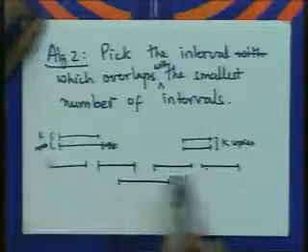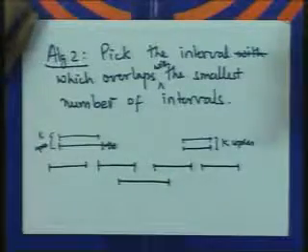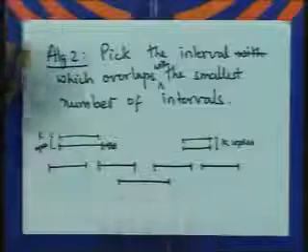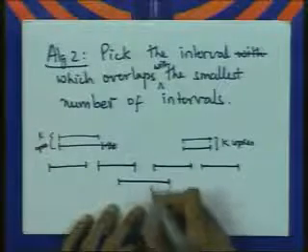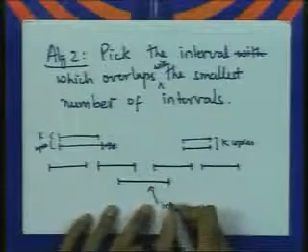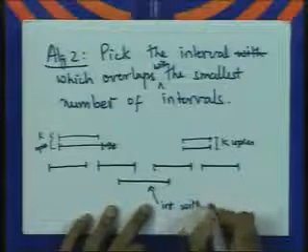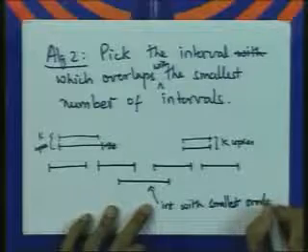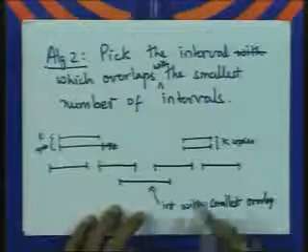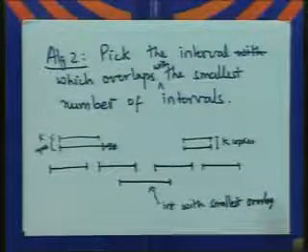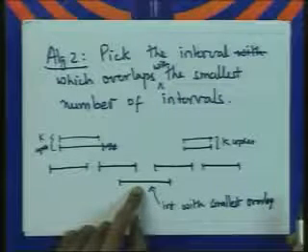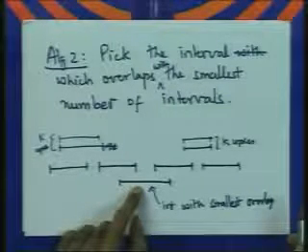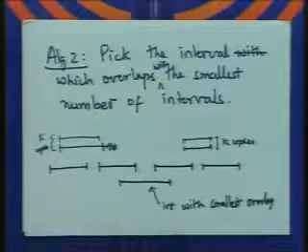So these intervals have a large overlap. The smallest overlap is this. This interval is the interval with the smallest overlap. In fact, it's 2. So your algorithm will say pick this and recurse. Let's see what happens when you pick this.